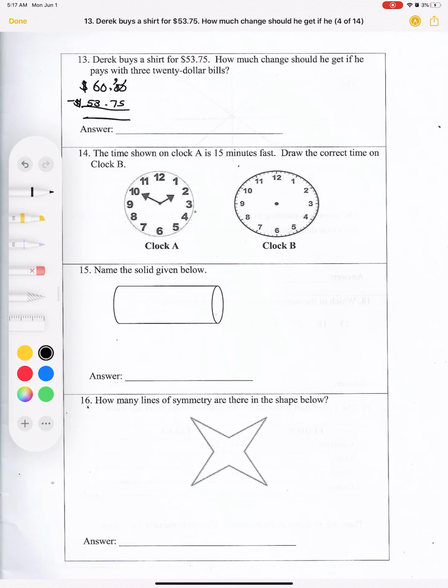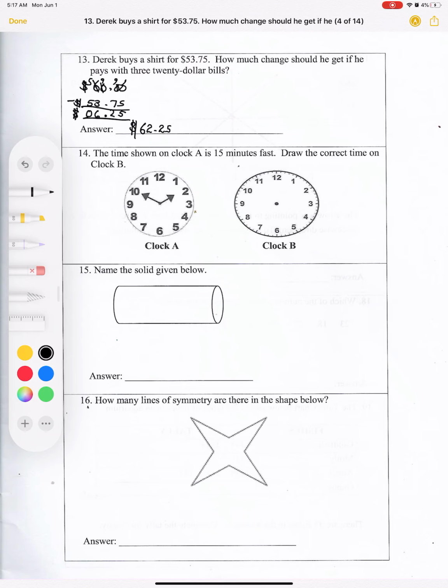Okay. We're regrouping here. 10 take away 5, 5, 9 take away 7, 2, put your point, 9 take away 3, 6, 5 take away 5, 0. I didn't get that last time. Yes, I did. Just making sure. $62.25.